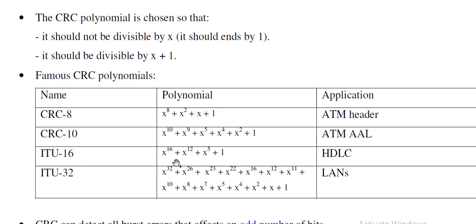Here are examples of the very well-known CRCs. They differ in their degrees: CRC 8, degree 8; CRC 10, degree 10; CRC 16 or ITU 16, which uses a polynomial of degree 16; and CRC 32 that uses a degree of 32. These CRCs have been used in different networks. The ATM network uses CRC 8 and 10. The HDLC network also. The Ethernet network, everybody knows Ethernet, uses a CRC of 32.